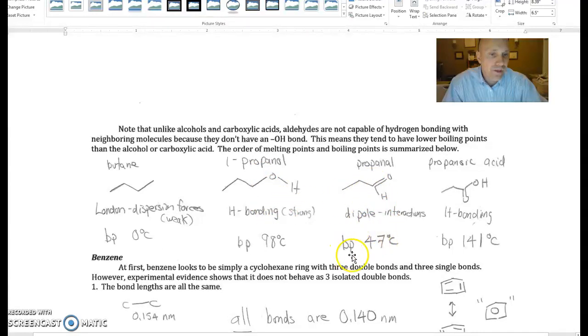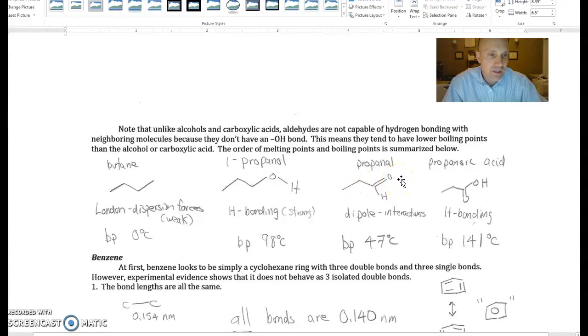One thing about this relatively lower boiling point is that aldehydes tend to be pretty aromatic. A lot of them have very flowery smelling odors. In fact, this compound right here, propanal, has a very flowery smell.